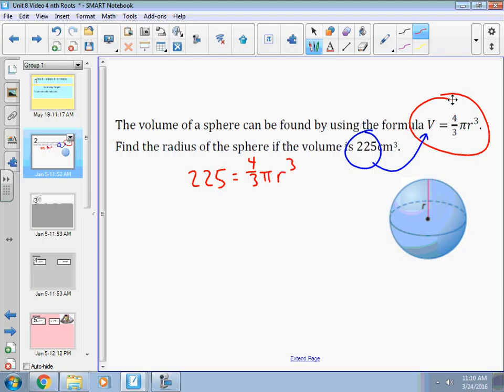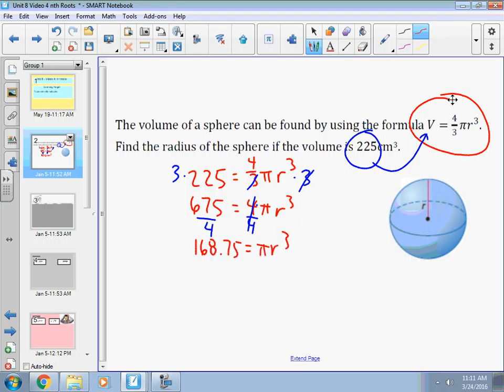If you're going to solve this, since we're dividing by 3 there, we could multiply both sides by 3. If we multiply that, that's 675. Now we've got 4 pi r cubed left. Because it's being multiplied, we could divide by 4. That would cancel out. Now this is 168.75.